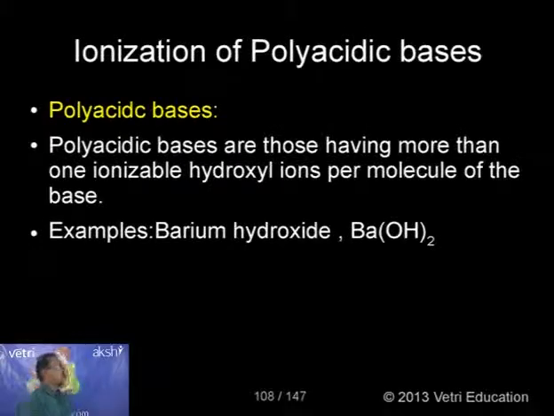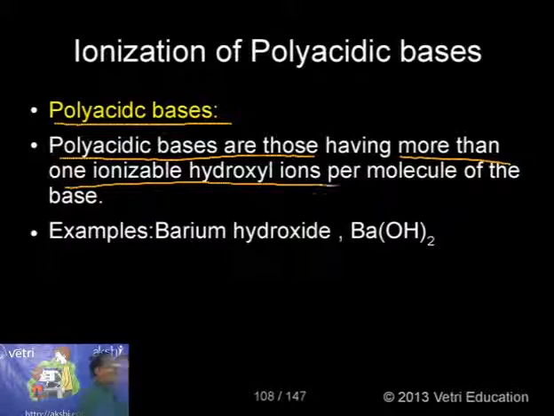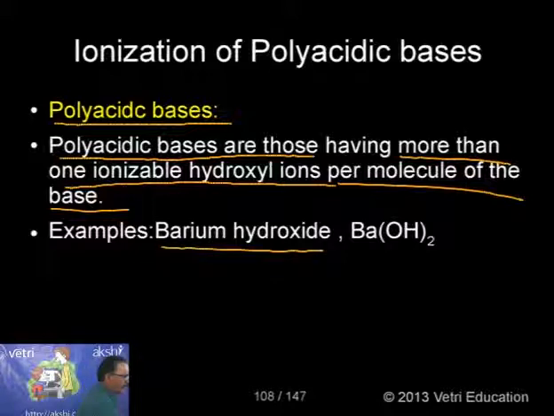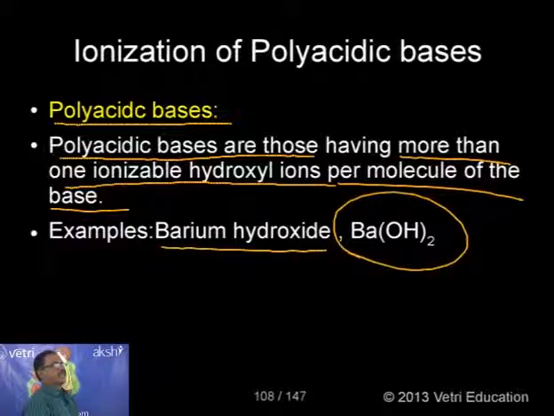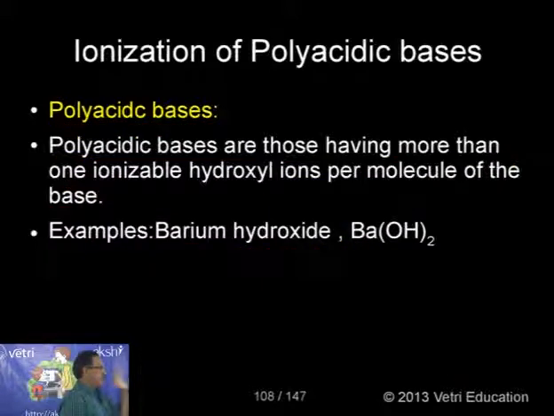Okay. Now, in the same way, let me discuss polyacidic bases. What are polyacidic bases? Polyacidic bases are those having more than one ionizable hydroxyl ion per molecule of the base. A specific example, barium hydroxide, Ba(OH)2. It has two OH-. For a triacidic base, a specific example is aluminium hydroxide, which contains three OH groups. This is another example. Can you follow? This is the interesting information.